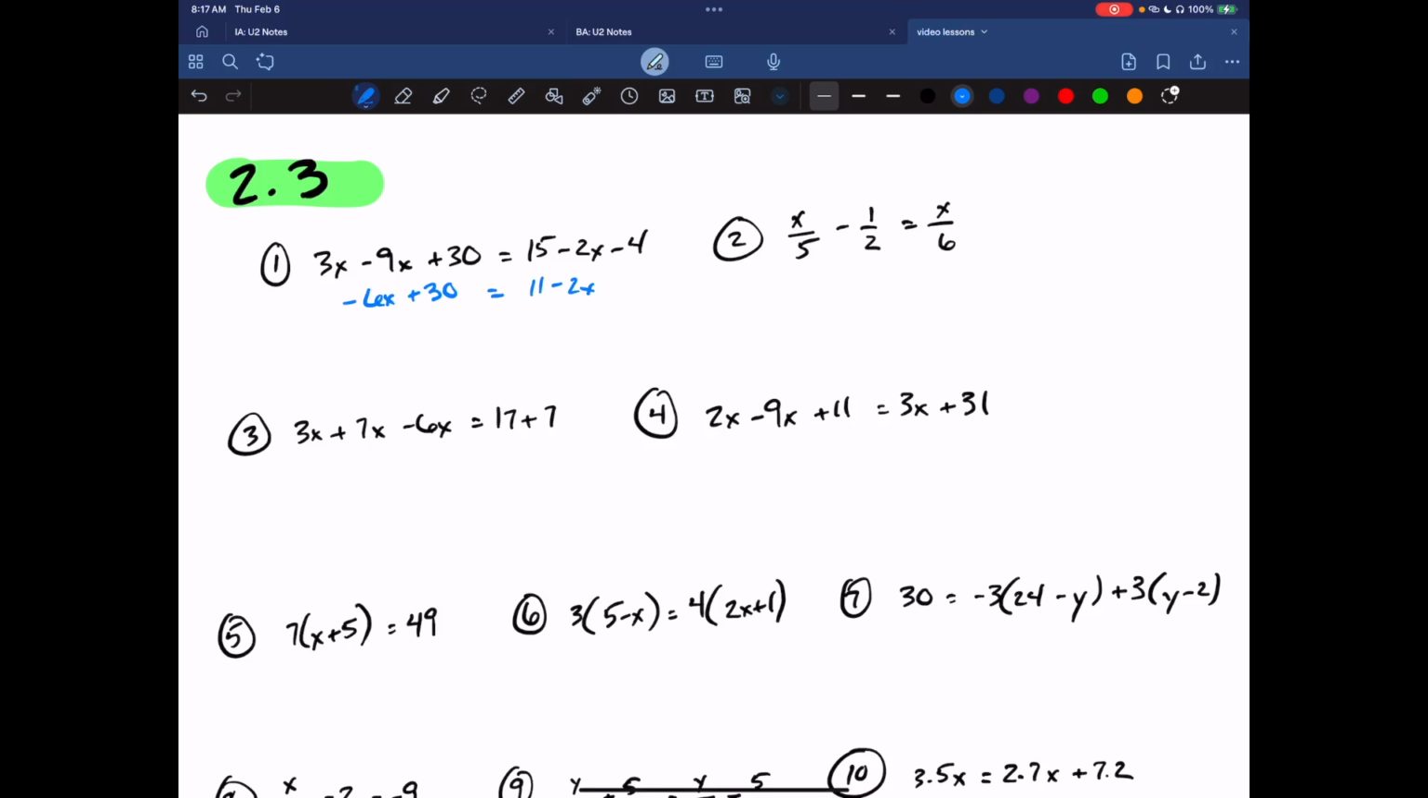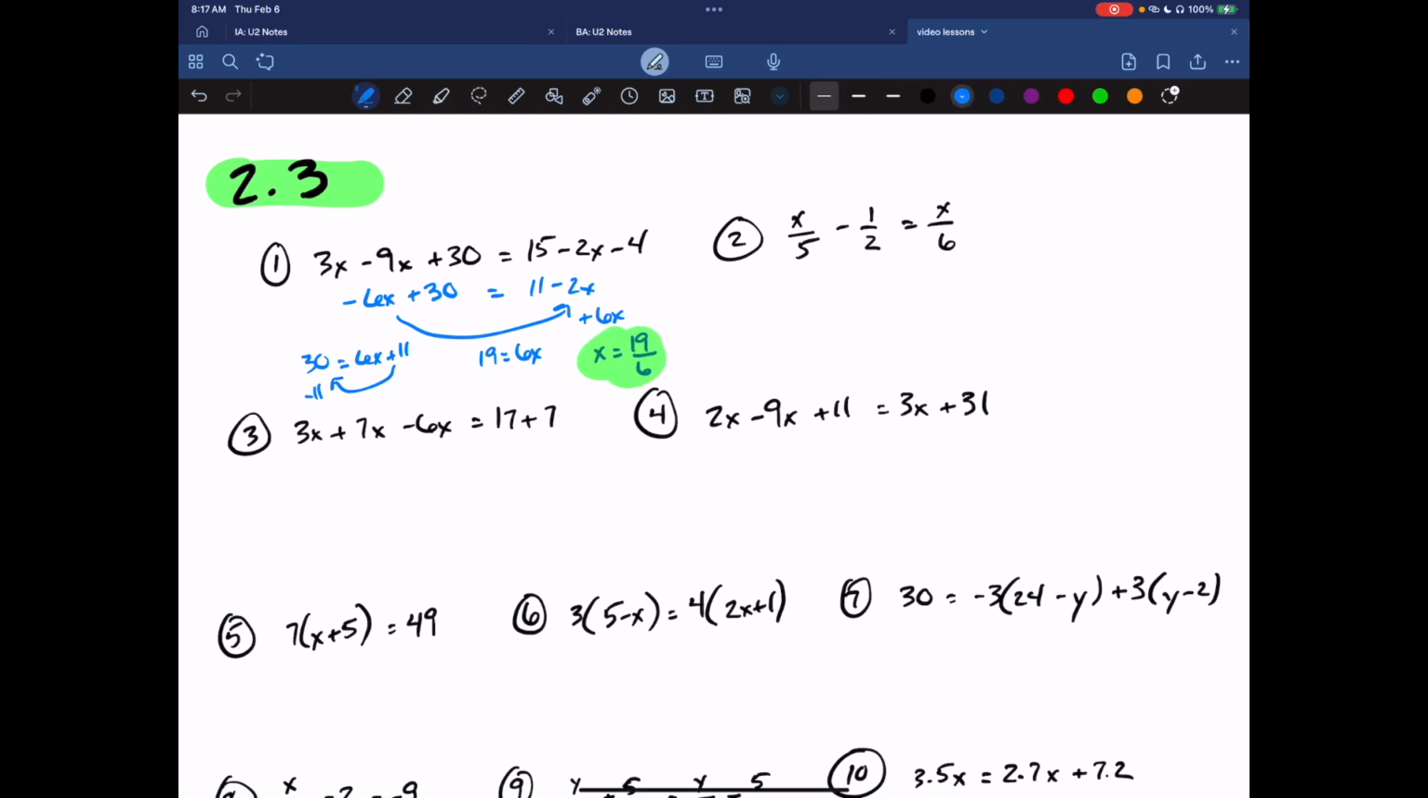Doesn't really matter. Okay, so I'm going to move the 6x over here by adding. Because when you move across the equal sign, you have to change the sign. So that's going to be 30 equals 6x plus 11. I'm going to move this over by subtraction. And so that's going to be 19 equals 6x. And then you divide. And so my answer here is going to be x equals 19 over 6.